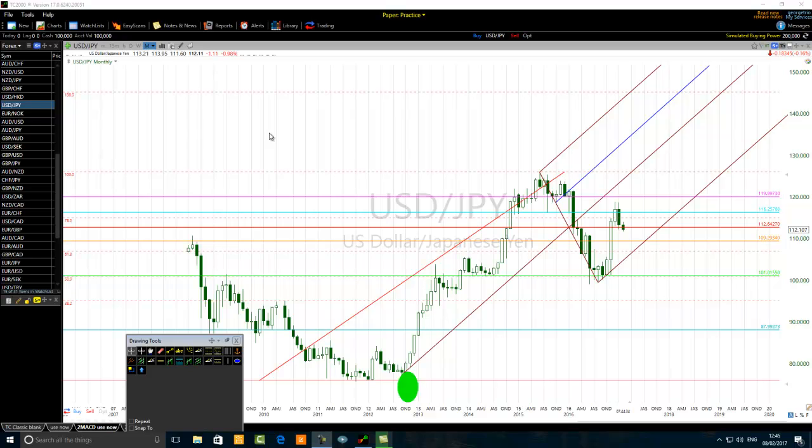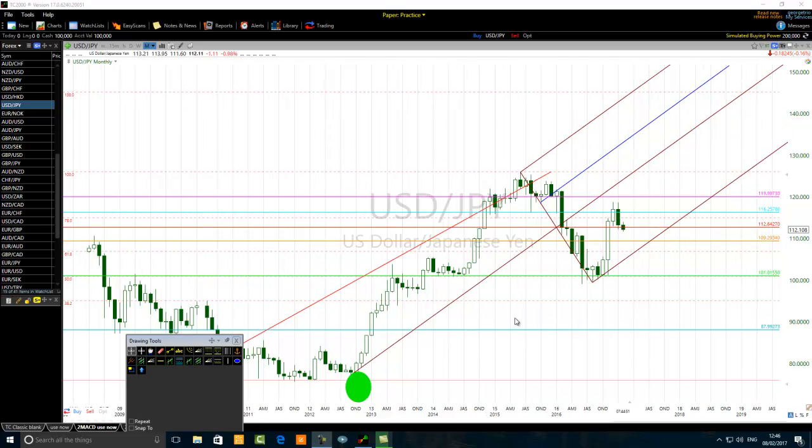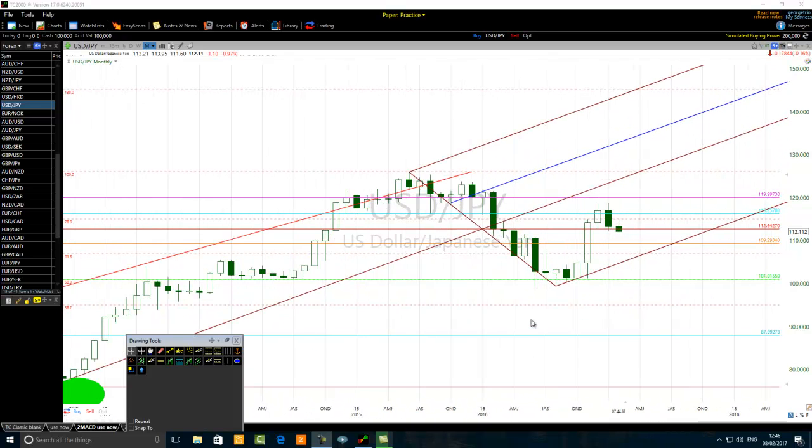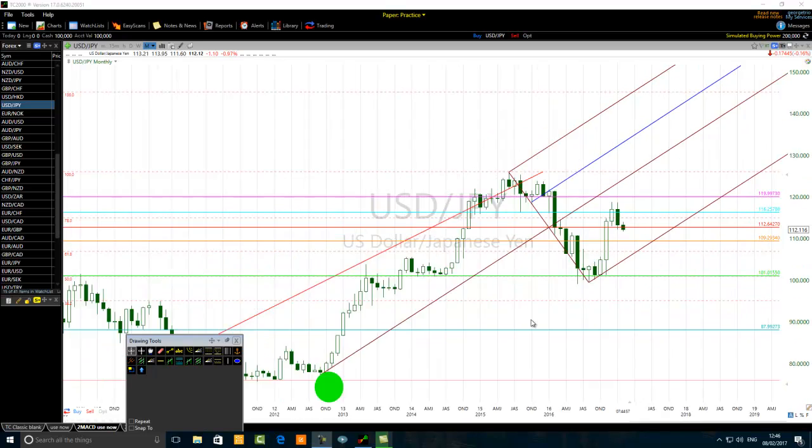All right. So we have the market leaders that are also market indicators. We have gold, we have silver, that is also a market indicator. But the most neglected market indicator is the dollar yen. All right. So the dollar yen has been bullish from 2012 to 2015. Did you know that?